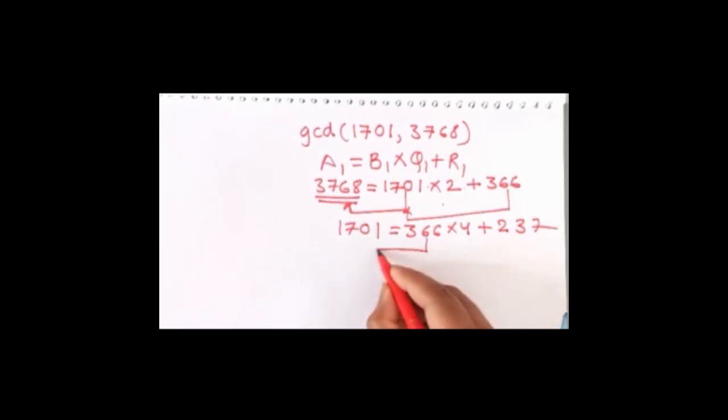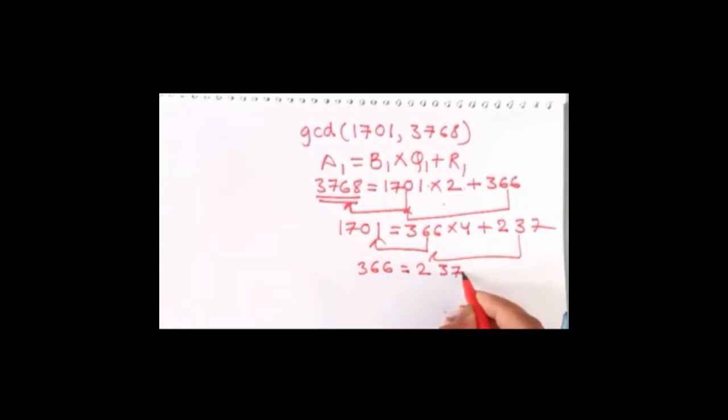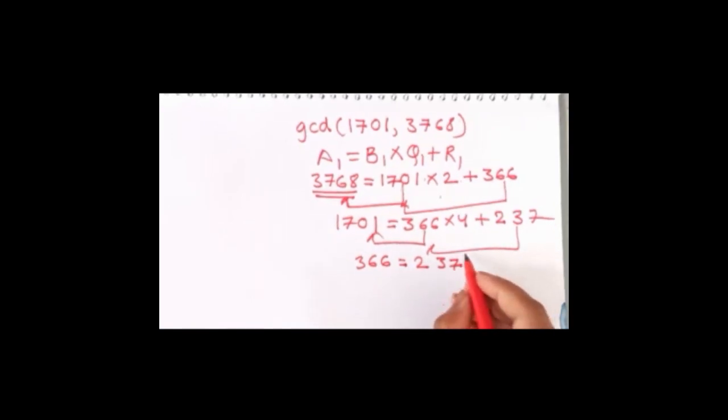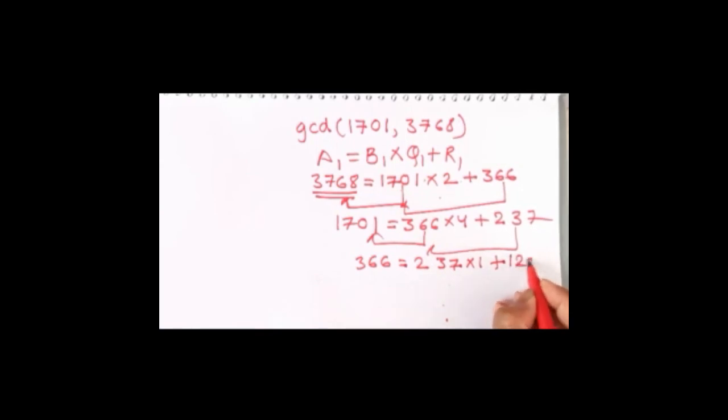Okay, after this swap the numbers. After swapping the numbers, 366 equals 237. What to multiply to 237? That is just 1 if you multiply, and to that if you add 129, after this you get 366. After this swap the numbers. 237 is equal to 129.